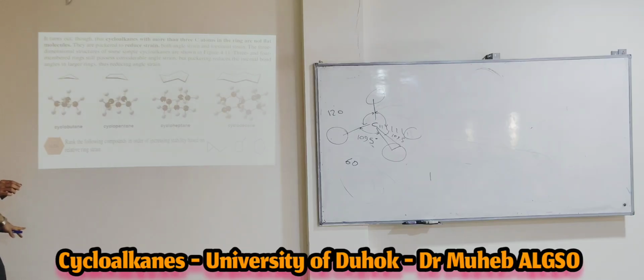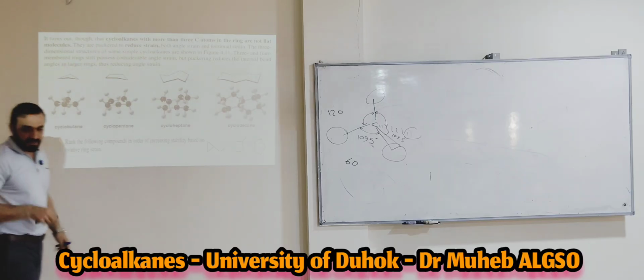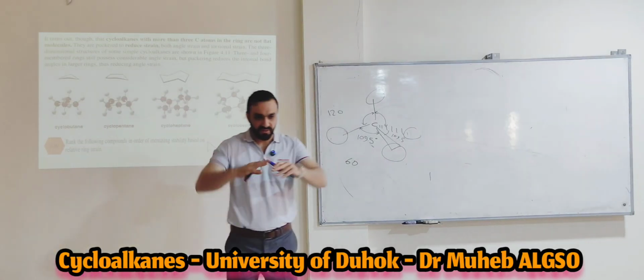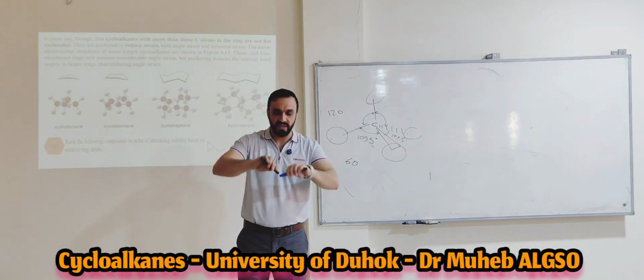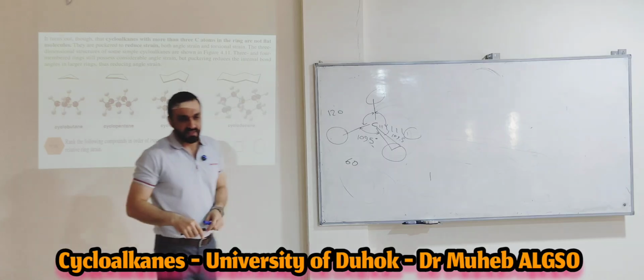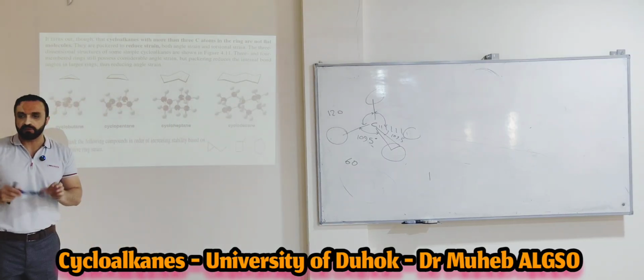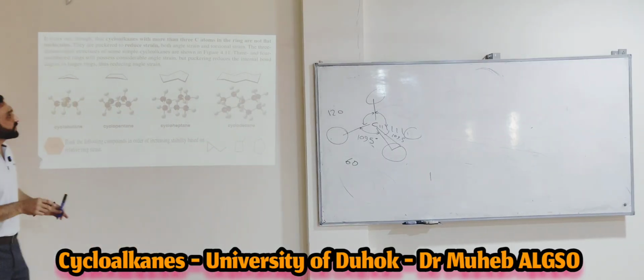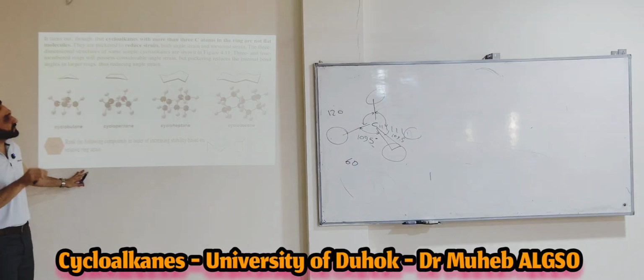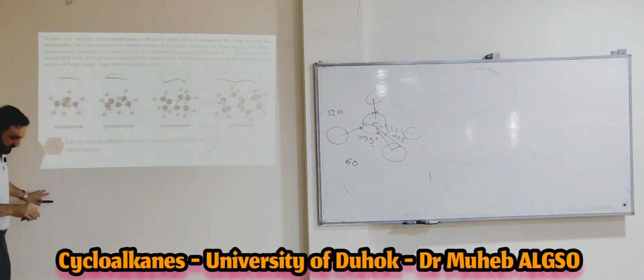So 3 and 4 member rings still possess considerable angle strain, but puckering reduces the internal bond angle in large rings. That means we have puckered, meaning twisted. We have it like that. It will go out of the plane to increase the stability of the compound.